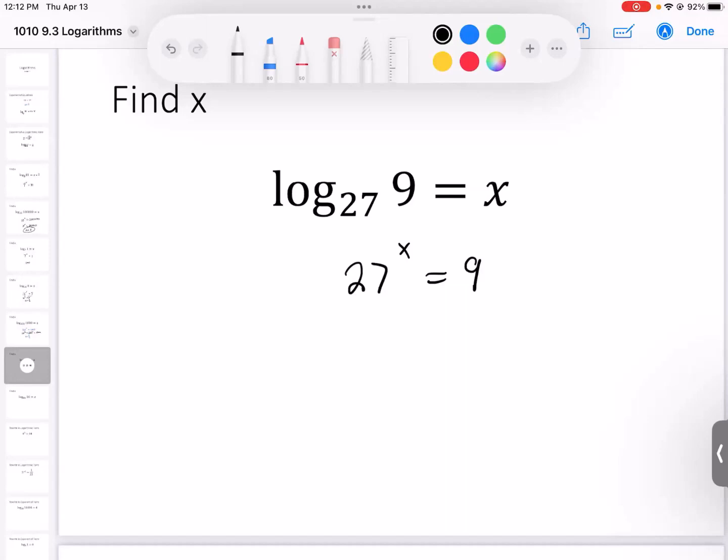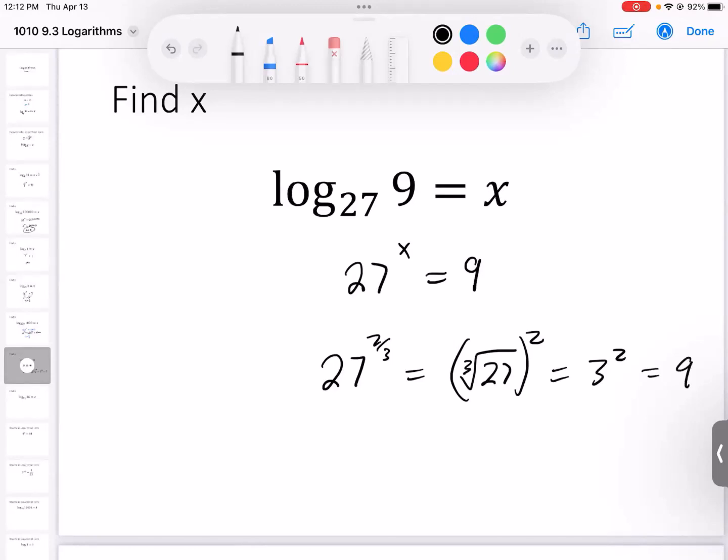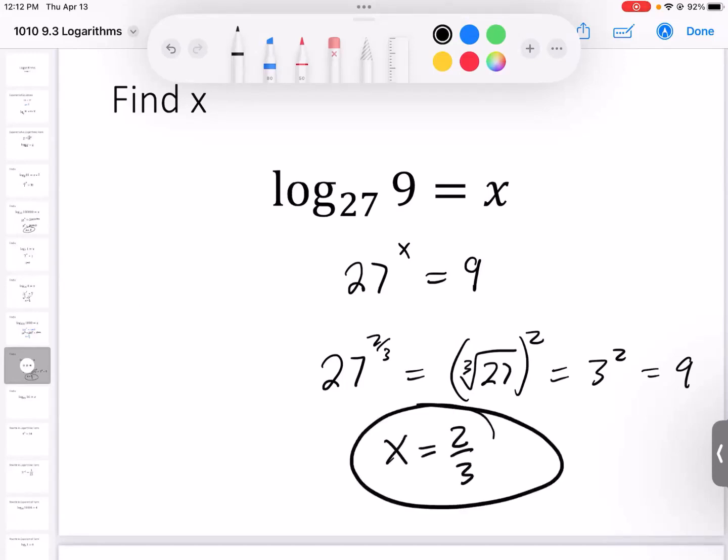Who said it? 2/3. Okay. So if we do 27 to the 2/3 power, we can think about this as the cube root of 27 squared. So what is the cube root of 27? 3, right? Because 3 times 3 times 3 equals 27. So the cube root of 27 would be 3. So we can think about this as 3 squared. And does 3 squared equal 9? Yeah. So in this case, our variable that we're trying to find, or x, would equal 2/3. So log base 27 of 9 equals the fraction 2/3.